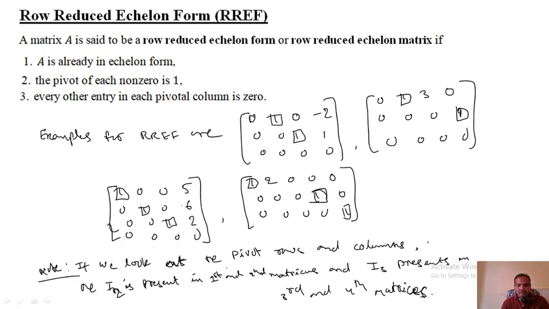If you look at the pivot rows and columns, then I2 is present in this one, first and second. I3 is present in third and fourth. That means in the row echelon form, that identity matrix must sit inside.